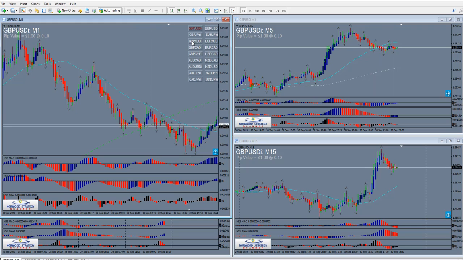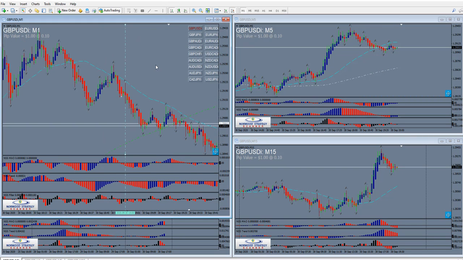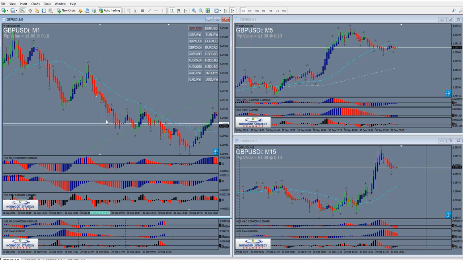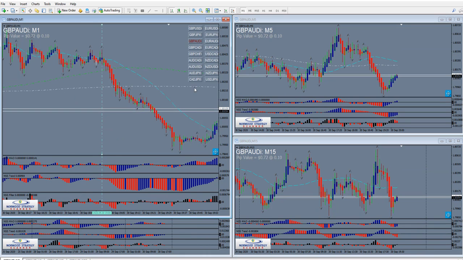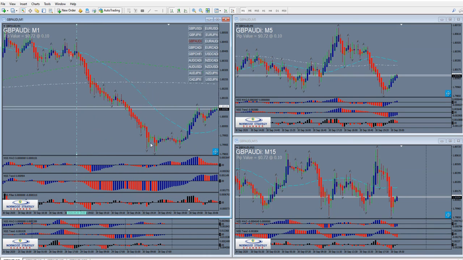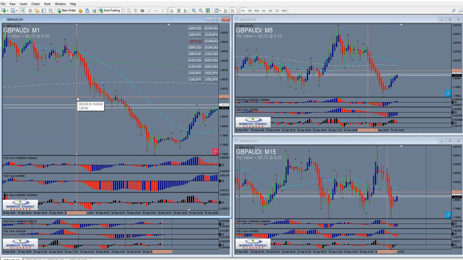Here's another one. Let me put a vertical line on this one right there. That's where this one would have gone off on the pound dollar. I was looking through and I saw this pound Aussie. Here's another setup. See, this is about the same time that the pound dollar is not quite set up on that 1 minute, but so what we can do is we're looking through. I'm going to set that right on that line.